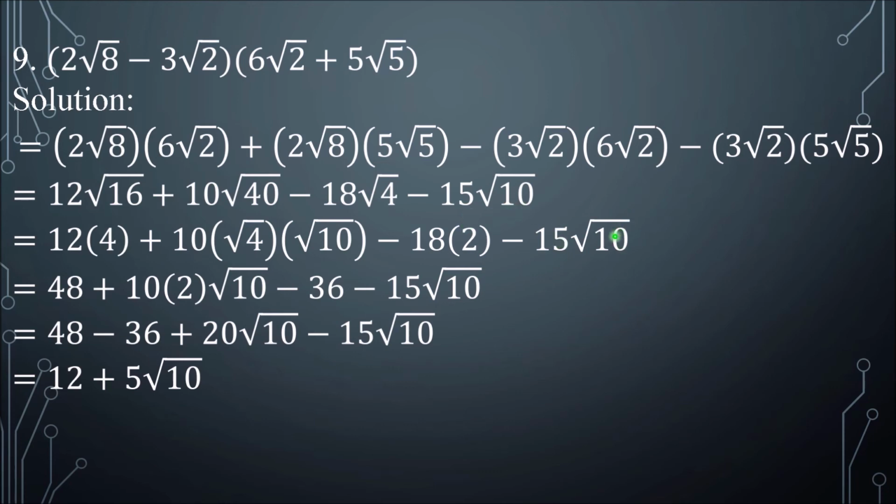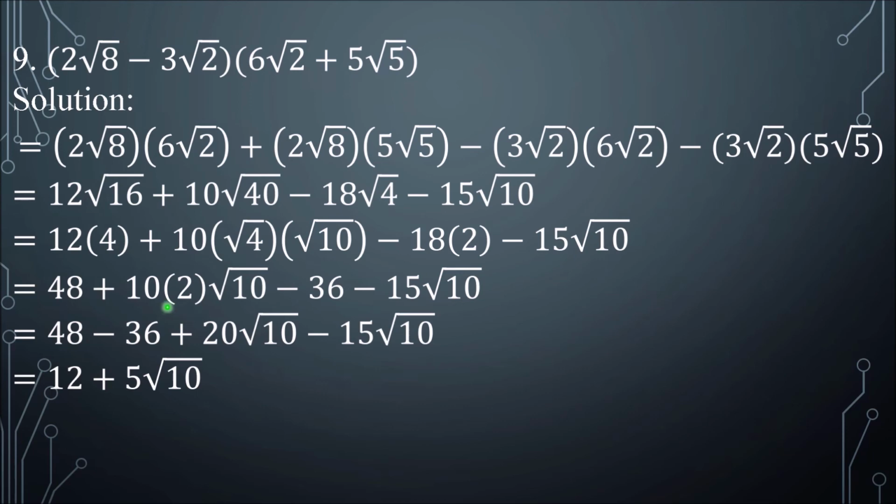So, set aside. Now, 12 times 4 is 48. 10 square root of 4 is 2. So, 10 times 2, that will be 20. And then plug in square root of 10. And 18 times 2 is 36. And then 15 square root of 10. Now, combine similar terms. 48 minus 36. That will be 12.